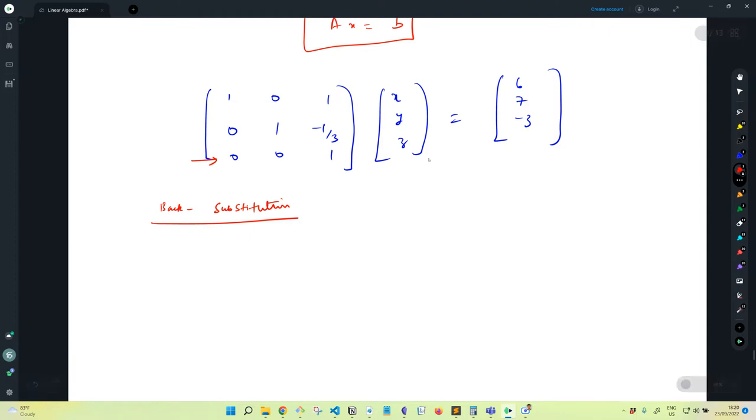Now the back substitution. You will start reading the solution from the last row. When I multiply this vector with the last row, you will get 0 times x plus 0 times y plus z equals minus 3. Because you forced the entries below the leading diagonal to 0, when you apply this equation to the last row, you readily get the solution for z. What is z? z is minus 3.